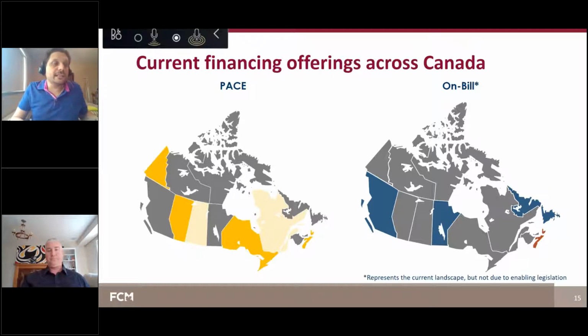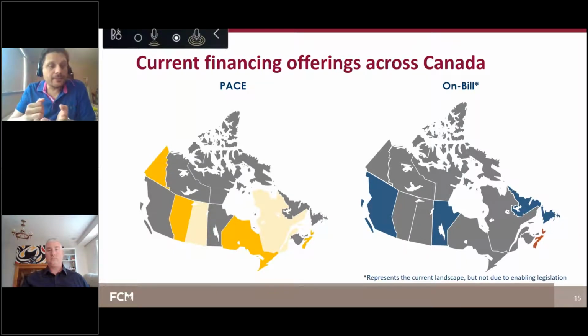PACE enabling legislation has been adopted in the Yukon, Alberta, Ontario, Nova Scotia, and it's coming into force in Saskatchewan in 2021. The map on the left also highlights Quebec, where a PACE-like program has been piloted to demonstrate a working model in the absence of clear enabling legislation.